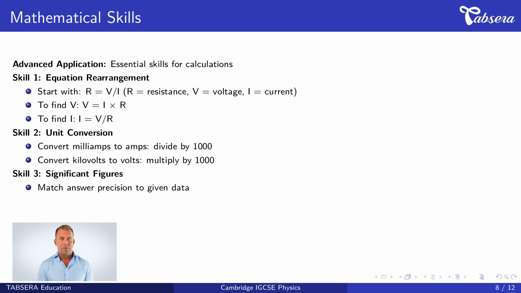To find current, we multiply both sides by I and divide by R to get I equals V divided by R. Second, unit conversion. To convert from milliamps to amps, we divide by 1000. So 1000 milliamps equals 1 amp. To convert kilovolts to volts, we multiply by 1000. Third, significant figures. Match your answer precision to the precision of given data. If data has 2 significant figures, give answers to 2 significant figures.